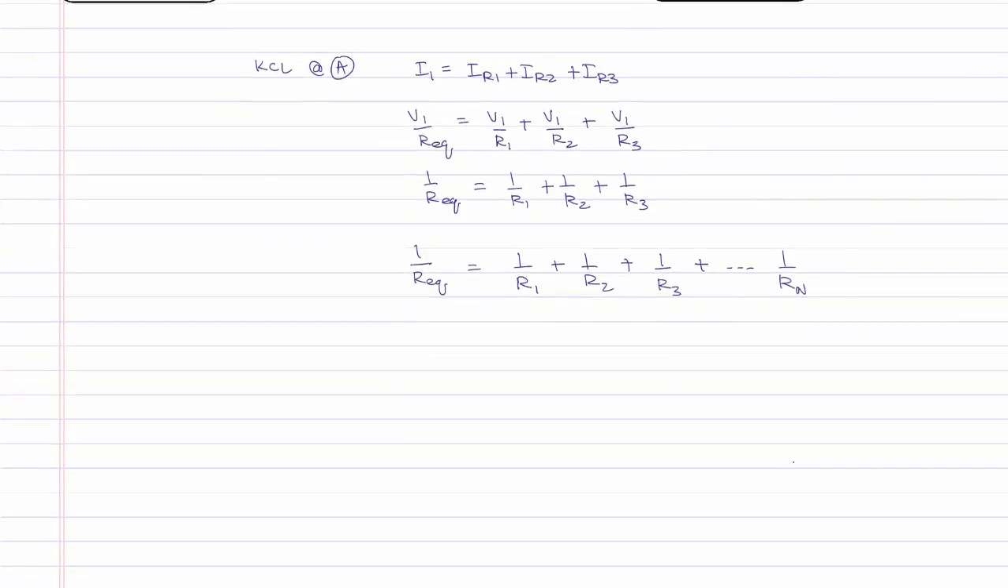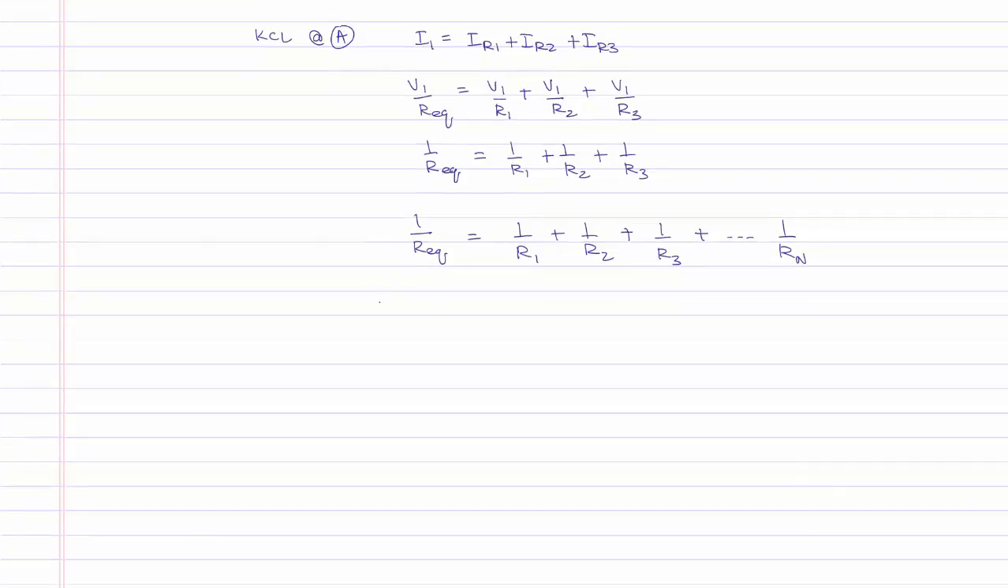Also recall that the reciprocal of resistance is called conductance, and if we write GEQ is equal to 1 over REQ, then this is equal to G1 plus G2 and so on, where Gi is equal to 1 over Ri, where i has a value between 1, 2 till n.